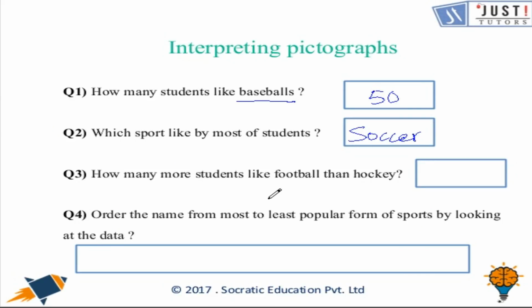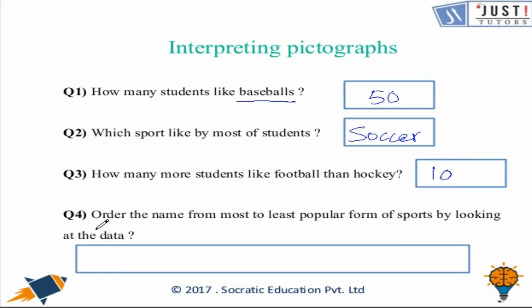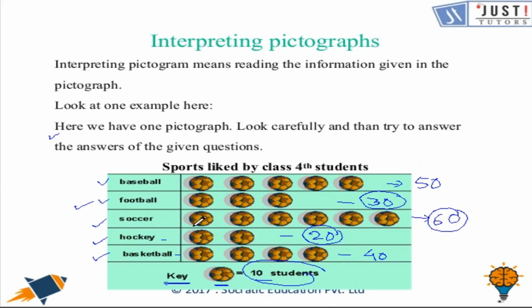Soccer. How many more students like football than hockey? So football is liked by 30 students and hockey is liked by 20 students. So 10 more students like football, isn't it? 10. Now order the sports from the most to least popular looking at the data. So the most popular sport is soccer, then comes baseball, then basketball, then football, and then hockey. So this is the most popular first, this is the second, the third, the fourth, and the fifth. Right?